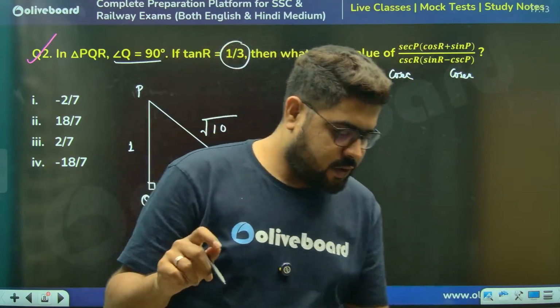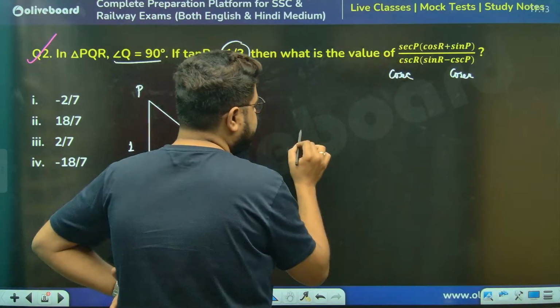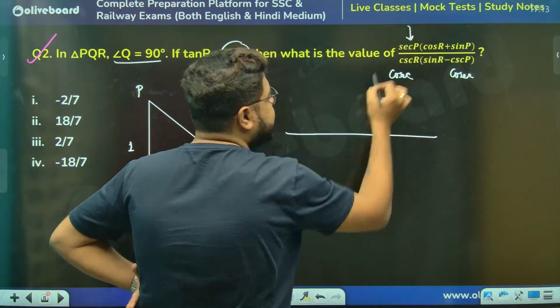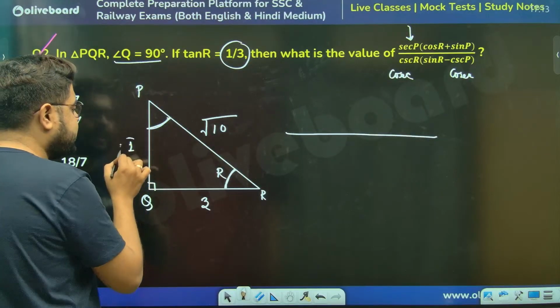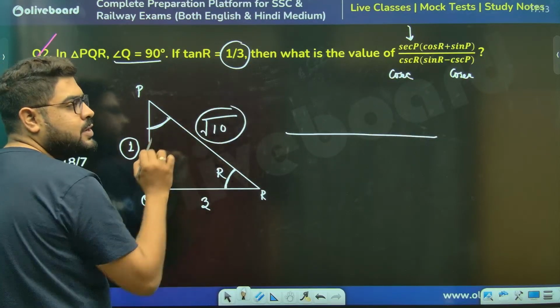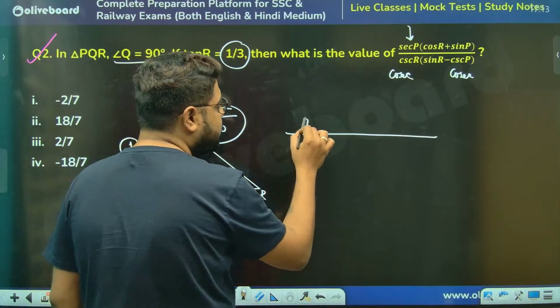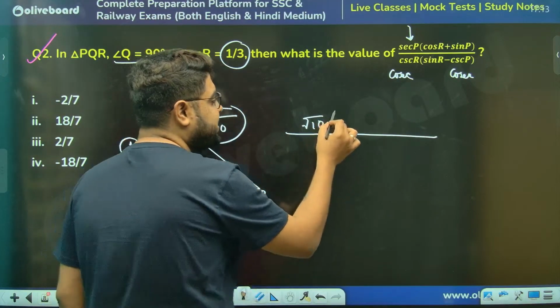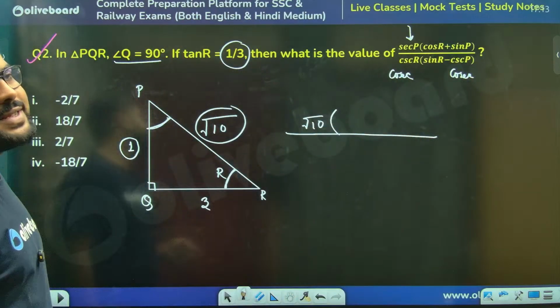ठीक है, sir. Options, let's see. देख लेते हैं, sir, पहले. Sir, sec P. What is the value of sec P, sir? Cos P, let's figure out, sir. P means, sir, this angle. Cos means this thing by this thing, sir. So root 1 divided by root 10. So sec will be, sir, only root 10 opposite into, sir. Cos R plus sin P, sir.